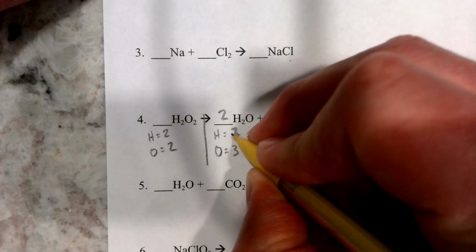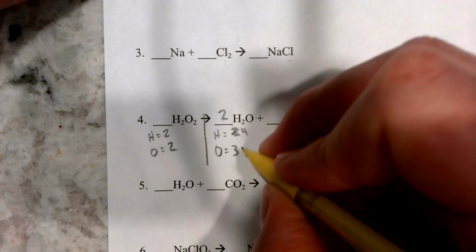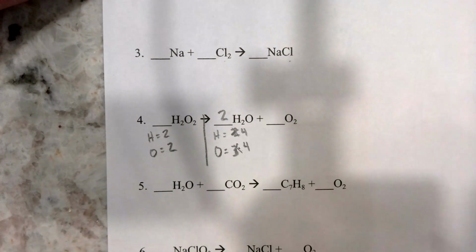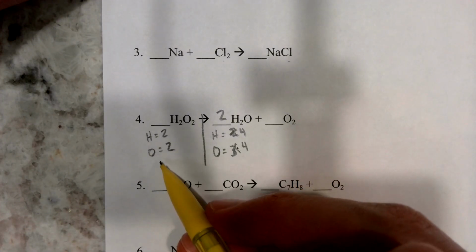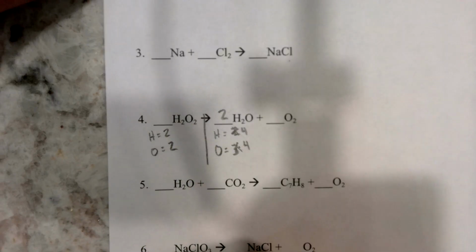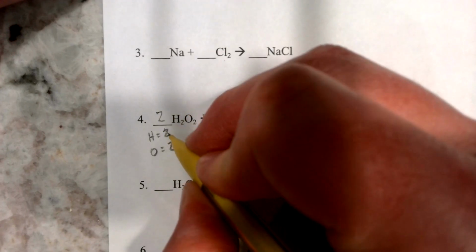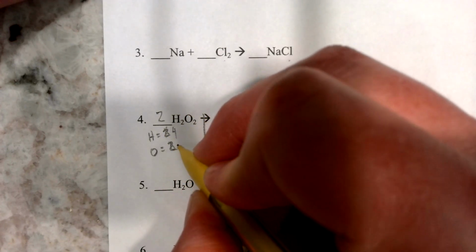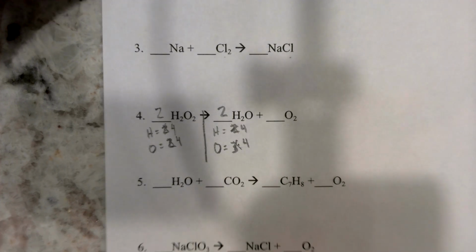So now I've got 4 hydrogen. I've got 2 oxygen there. I've got 2 oxygen there. Nice. Okay, so I've got 4 and 4. Oh, well, I've got 2 and 2 here. So what times 2 is 4? Oh, I think it'd be 2. Oh, 4 H, 4 O, boom. I'm done. See, this isn't so bad.